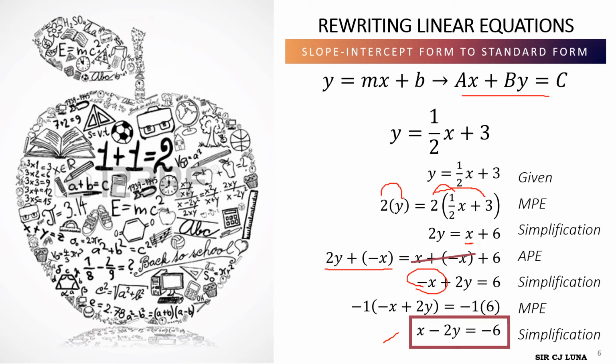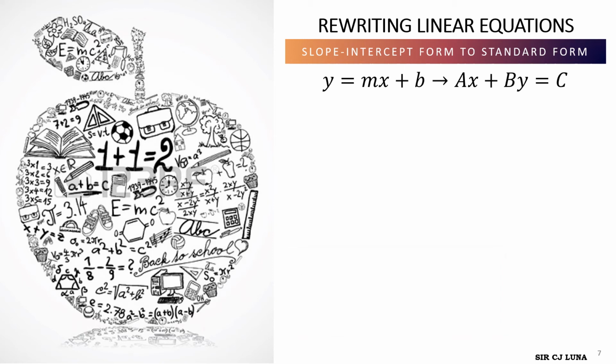Let's have another example. Example number 2. Meron tayong y equals negative 2x plus 6. So dito, hindi siya kamukha ng number 1 na meron tayong fraction. Okay? Dito, ang coefficient ng x natin ay negative 2 lang. Okay? So gagawin mo lang dito ay transpose mo lang yung negative 2x dun sa kaliwa.